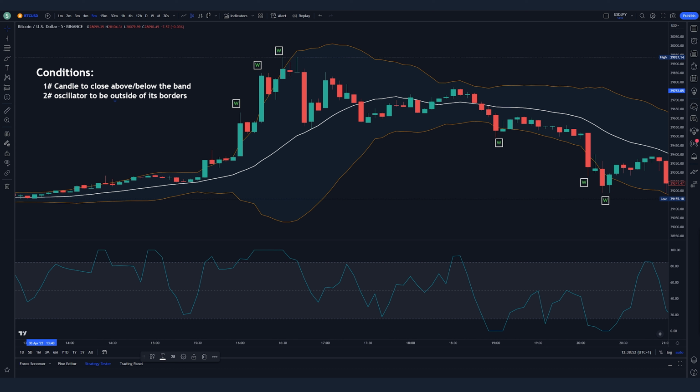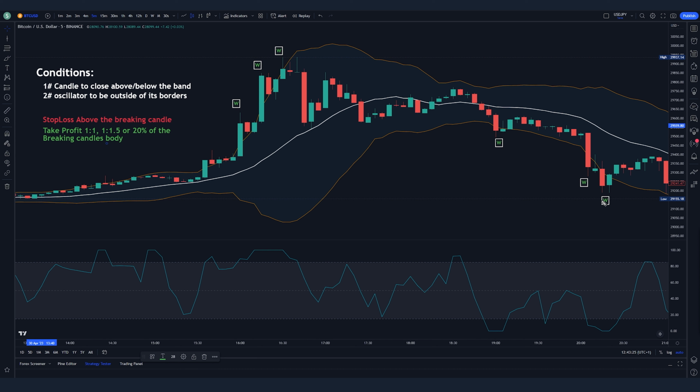Once we have the 2 conditions, we're going to place a trade against the move. It's a reversal trade. Once the candle closes, we're going to trade the following candle against the move. For a sell trade, of course, the stop loss is going to be above the breaking candle and the take profit is going to be 1-to-1 risk reward ratio or 1-to-1.5 risk reward ratio, or you can target 20% of the body of the breaking candle. And of course, the oscillator must be outside of the borders.